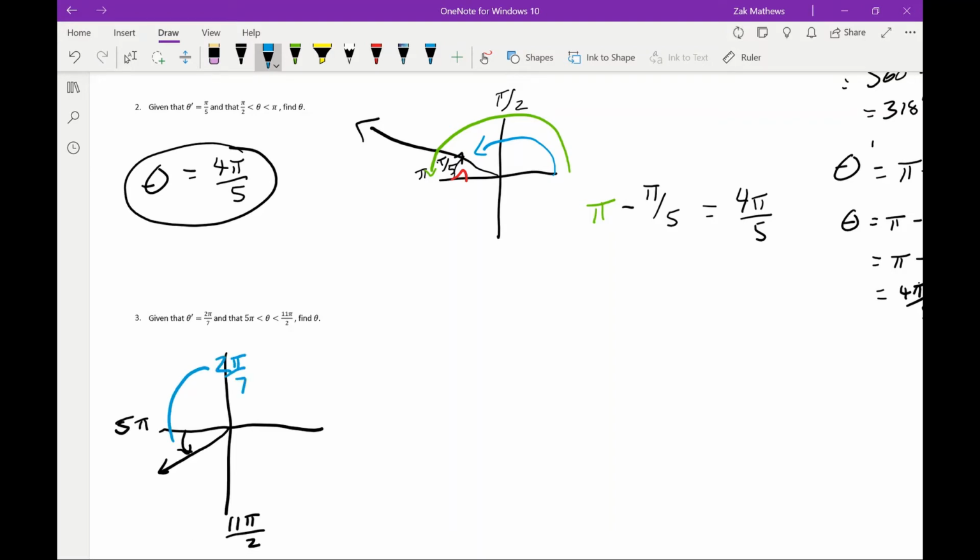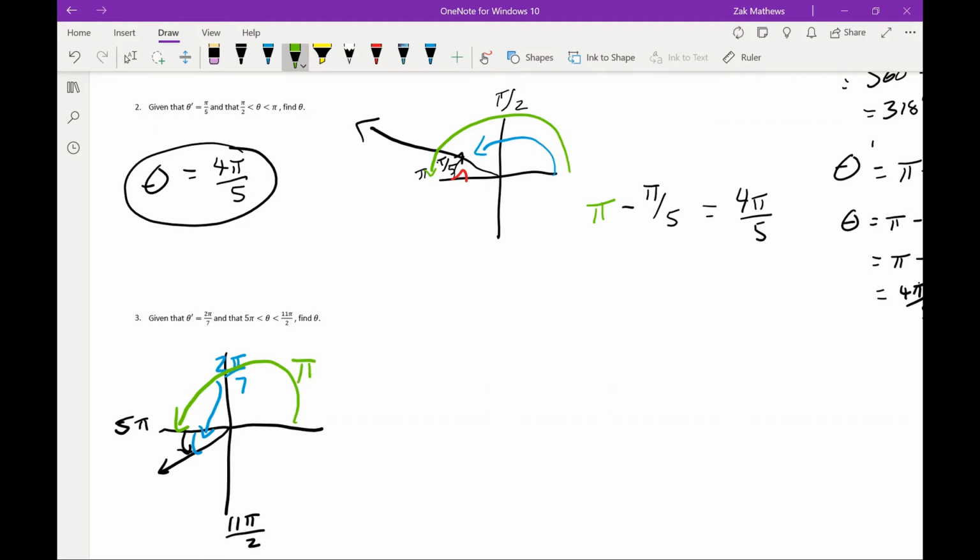So let's think about how we get there. Let me make that even clearer. I'll draw in my arrow in there. So that little 2 pi over 7 is right there, but remember, if we're measuring from the standard position, that means we're measuring off of the positive x-axis. So we've gone around pi units, and then we've gone 2 pi over 7 more.